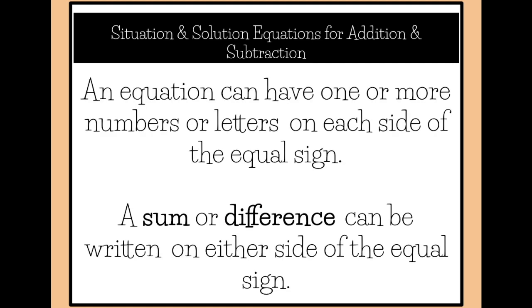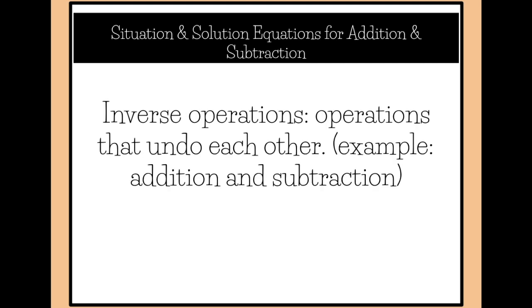An equation can have one or more numbers or letters on each side of the equal sign. A sum or difference can be written on either side of the equal sign. And we've talked about what sum means, and we've talked about what difference means. In case you forgot, sum is when you add two numbers together and get an answer, so it's an answer to an addition problem. The difference is when you subtract two numbers and you get an answer, which would be the answer to a subtraction problem.